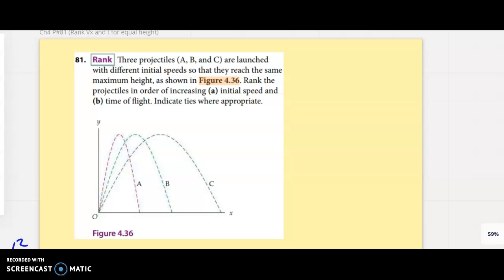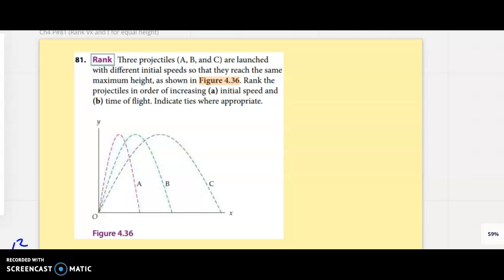On 81, the 3 projectiles are all launched at different speeds, so they reach the same maximum height. If you just saw my last problem, I had ones that were all launched at the same speed but different angles, so they didn't get to the same height. So now, one thing I can say, since they're all getting to the same height, they all started off with the same initial y velocity.